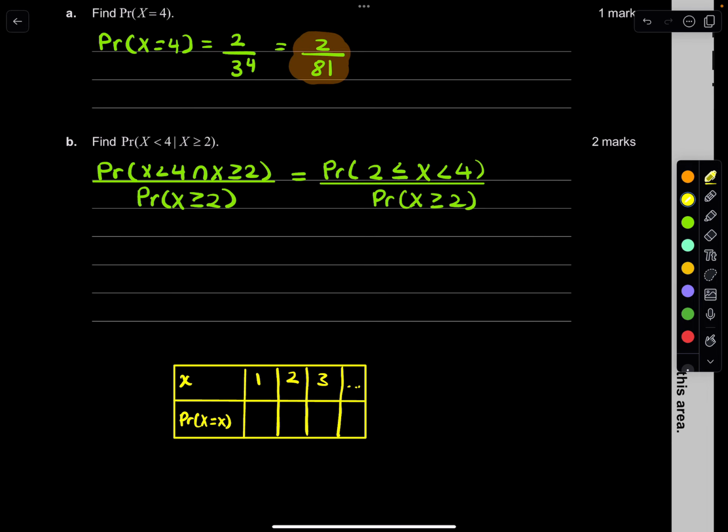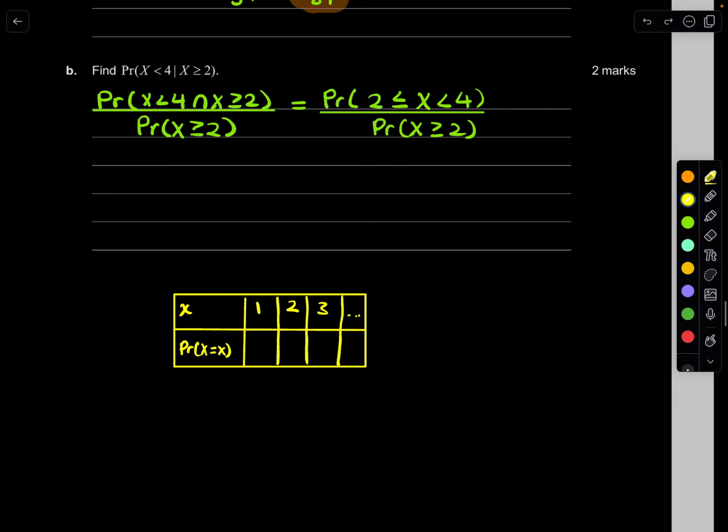So if we're trying to find the probability that it's between 2 and 4, but 4 is not included, we're trying to find this basically: 2, 3, and 4 is not included. So basically just 2 and 3. So you can simplify this to the probability that x equals 2 plus the probability that x equals 3. Done. Divided by, now what about the probability that x is greater or equal to 2?